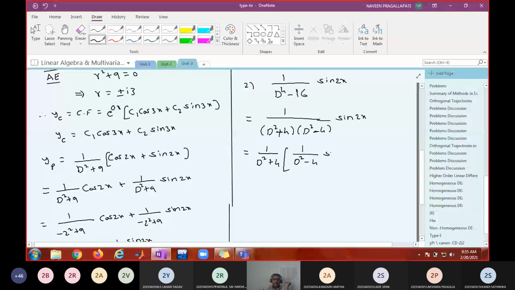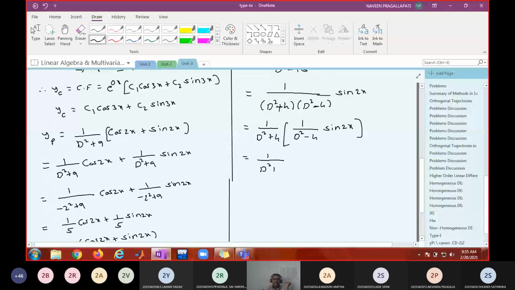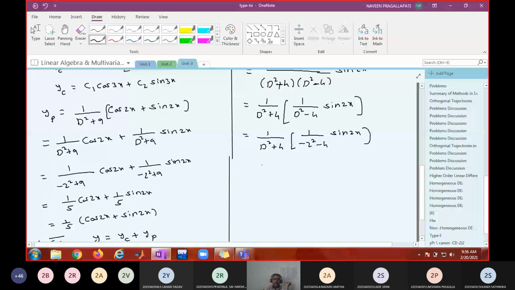What is type 3 formula? Replace d square with minus 2 square. So 1 by minus 2 square minus 4 sine 2x. So minus 4 minus 8, that can be taken out. So this is minus 1 by 8, 1 by d square plus 4 means 2 square sine 2x.